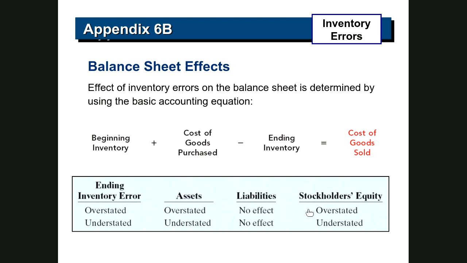You follow? How does it overstate the equity? Because overstating of ending inventory overstates the net income. Overstating of ending inventory overstates the net income, which adds to the retained earnings. Excellent, very good. Understatement of ending inventory understates the net income, which means it will ultimately understate the retained earnings, which is in the stockholders' equity. Is that clear? Okay. All right. So this is the end of chapter 6.